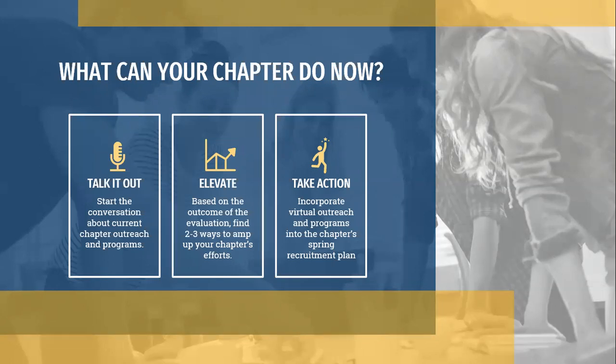That takes me to elevate. So once you start the conversation, based on the outcome of that evaluation, find 2 to 3 ways to amp up your chapter's efforts. And then once you have those 2 to 3 ways, take action, put them into place. Incorporate those virtual outreach and programs into the chapter's spring recruitment plan. That plan is something that may need to be adjusted ongoing, but should be solidified and ready to rock and roll. So come the spring semester, you have a plan and it's just a matter of taking action.